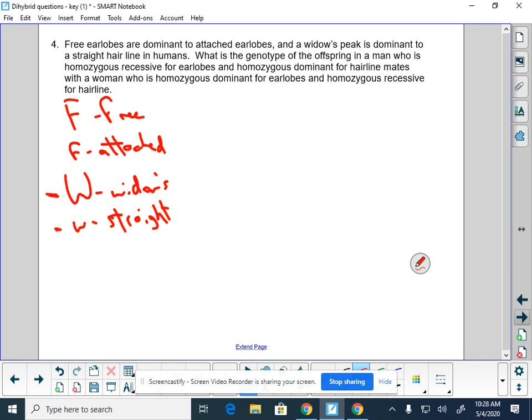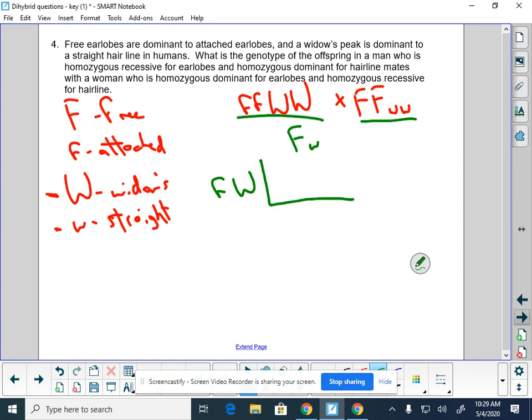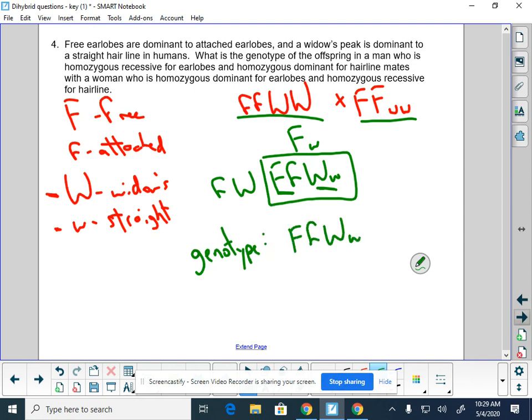What is the genotype of the offspring of a man who is homozygous recessive for earlobes, little f, little f, and homozygous dominant for hairline, big W, big W, mates with a woman who's homozygous dominant for earlobes, big F, big F, homozygous recessive for hairline, little w, little w. So the first parent, only possible gametes we can get here, little f, big W. Only possible gametes there is big F, little w. Big, little, big, little. Notice that I put the F's back together and the W's back together. The genotype, all they asked in this question was what's the genotype of the offspring, is big F, little f, big W, little w. That's all you need for that one.